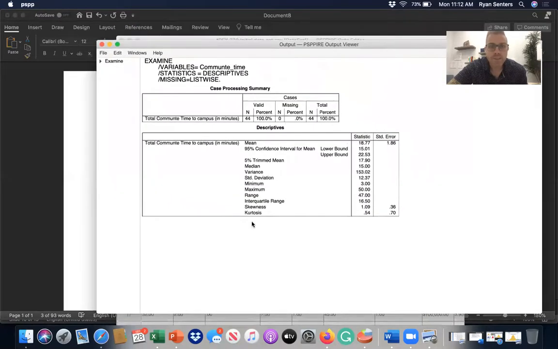And then it's going to populate a bunch of different descriptives about my commute time. First off, the average commute time for students is 18.77 minutes. And look, it gives us our 95% confidence interval. This is what we're looking for. It also gives our median, our standard deviation, our variance, min, max, all those things. So we know the mean is 18.77. I'm going to write that down. That's the mean, and then my lower is 15.01 and my upper is 22.53.